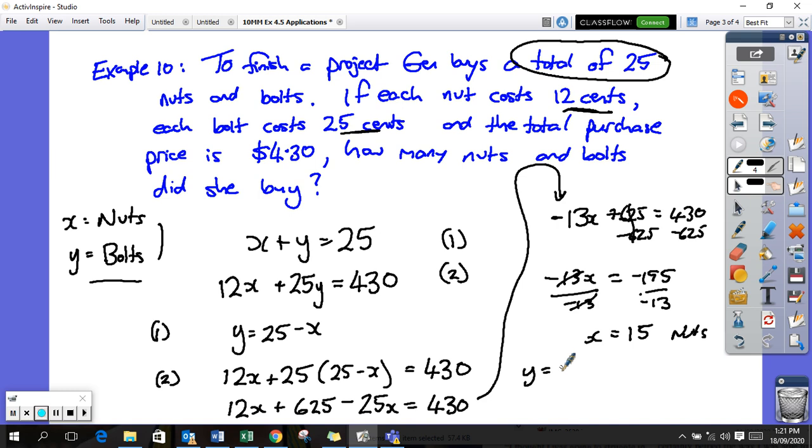Y equals 25 minus x, which is 15, equals 10 bolts. So 15 nuts and 10 bolts. 5 extra nuts. I'm not sure what she's going to do with them, but anyway. So 15 nuts and 10 bolts, and that's our answer to the question.